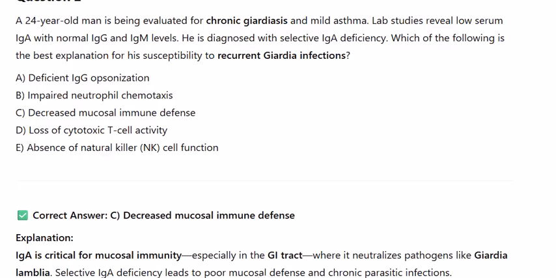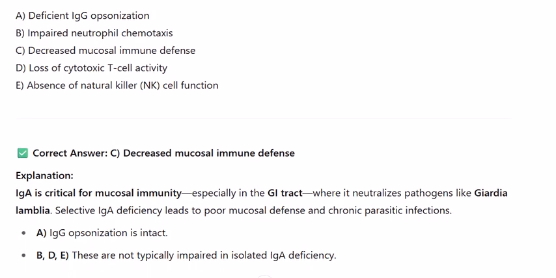Explanation: IgA is critical for mucosal immunity, especially in the GI tract, where it neutralizes pathogens like Giardia lamblia. Selective IgA deficiency leads to poor mucosal defense and chronic parasitic infections. A. IgG opsonization is intact. B, D, E. These are not typically impaired in isolated IgA deficiency.